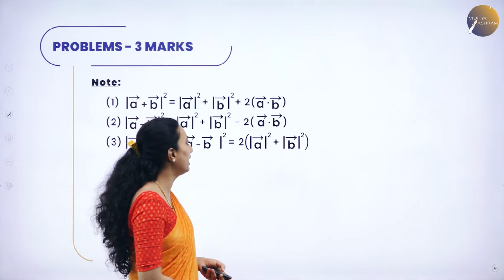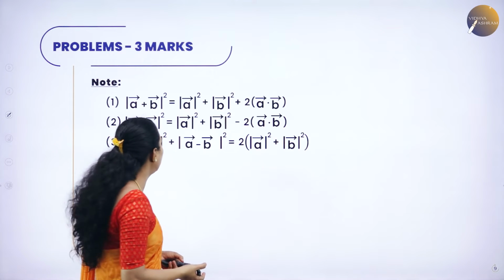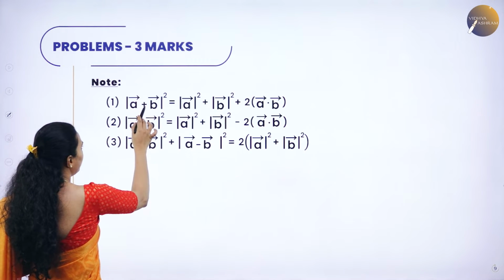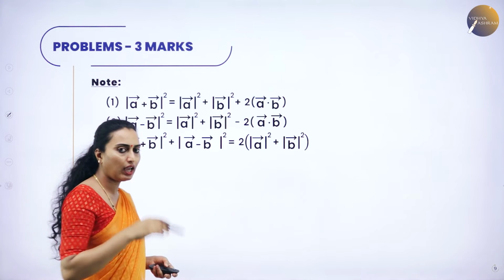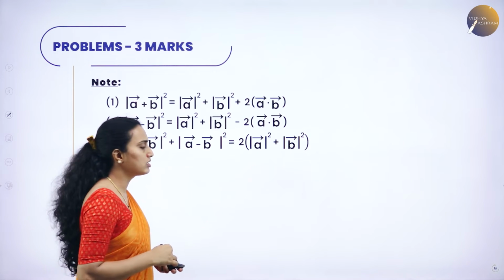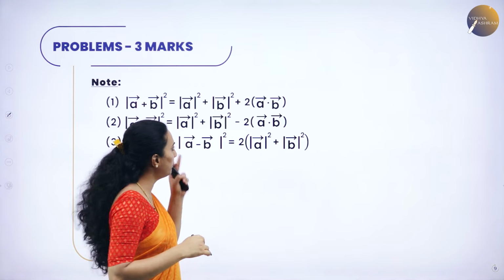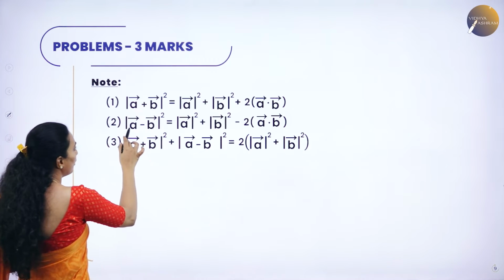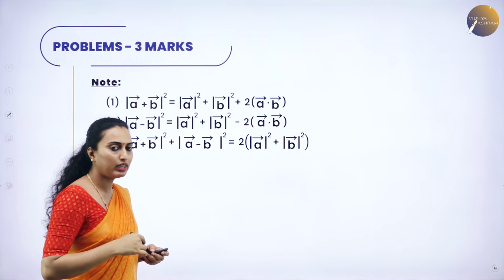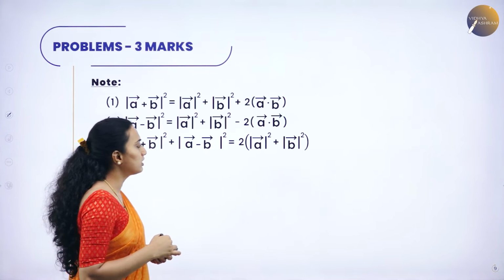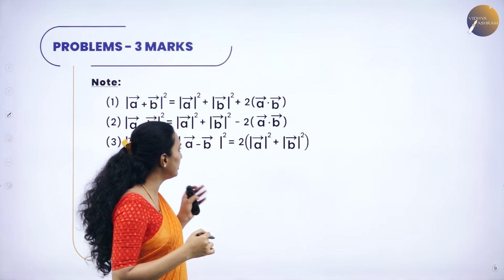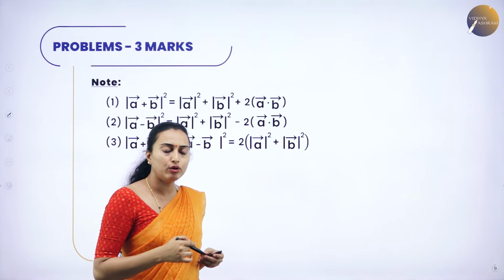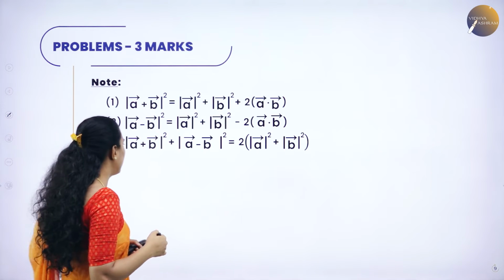Okay, we'll move on to the next, which is a formula you are going to use. Magnitude of A vector plus B vector whole squared can be written as magnitude of A vector squared plus magnitude of B vector squared plus 2 into A vector dot B vector. Similarly, magnitude of A vector minus B vector whole squared can be written as magnitude of A vector squared plus magnitude of B vector squared minus 2 into A vector dot B vector.